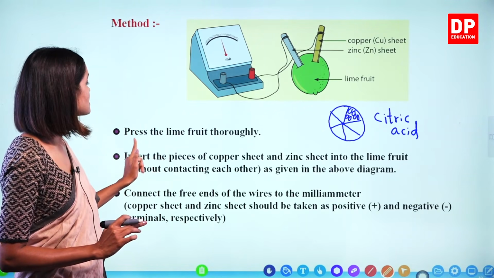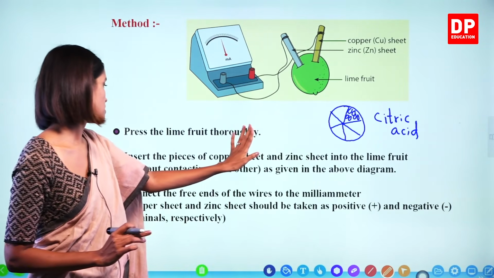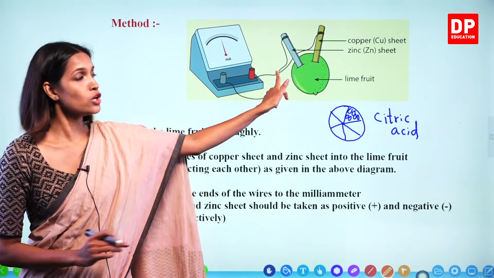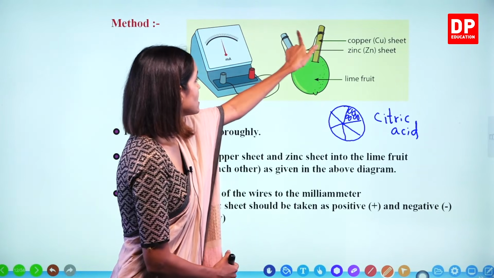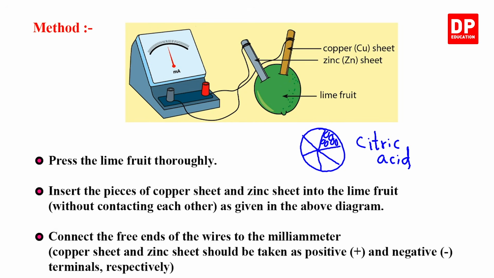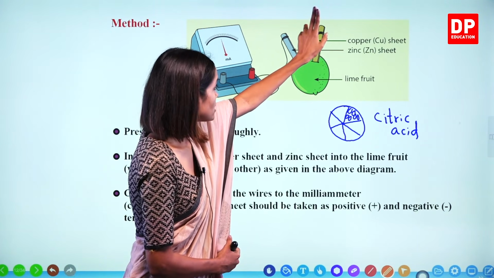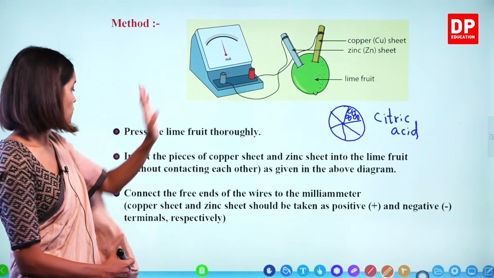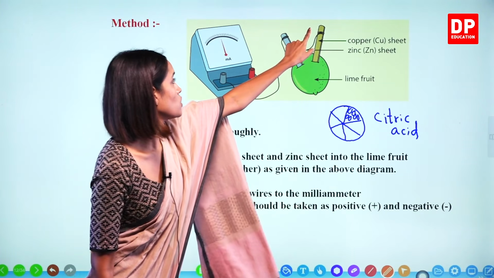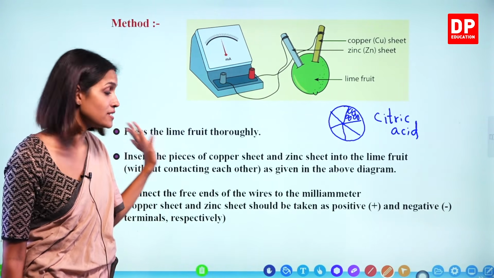Understand? And insert the pieces of copper sheet and zinc sheet into the lime fruit without contacting each other as given in the diagram. You can see copper sheet and zinc sheet are inserted to this lime fruit, but they should not touch each other. And then you have to connect these pieces of wire to each copper and zinc sheets. Okay? Connect the free ends of the wires to the milliammeter. Now, these free ends of the wires you have to connect to the milliammeter.